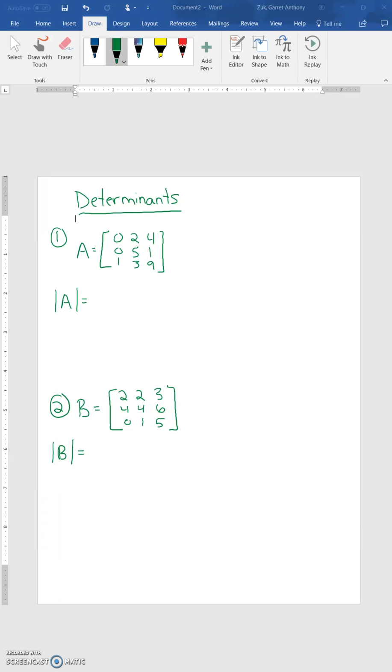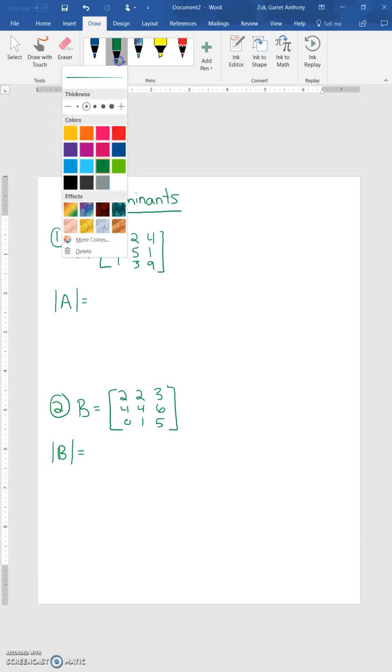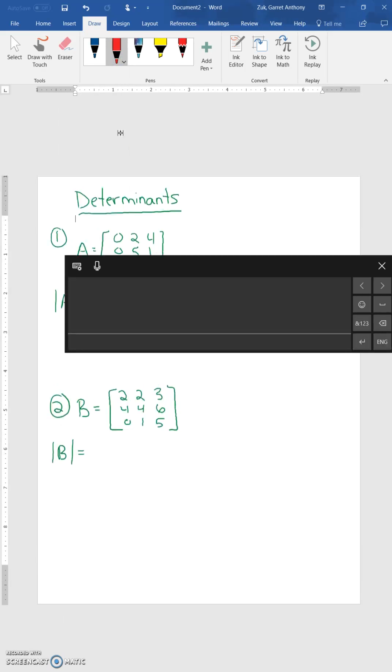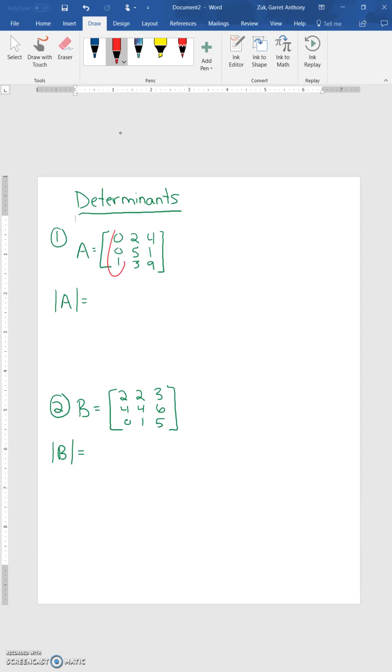So let's think about how we could find the determinant of this matrix A. Now again, remember our golden rule. Find the row or the column that has the most number of zeros, and let's do our expansion there. Notice this first column has 2 zeros in it already. So let's use that column for our expansion. So what would that look like?